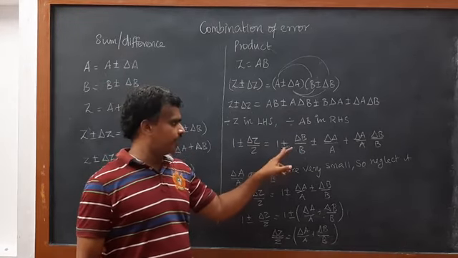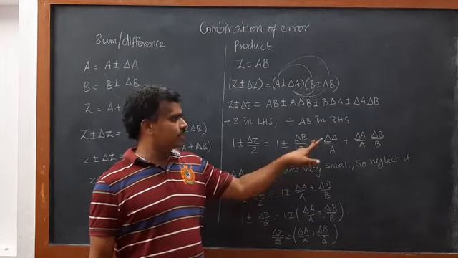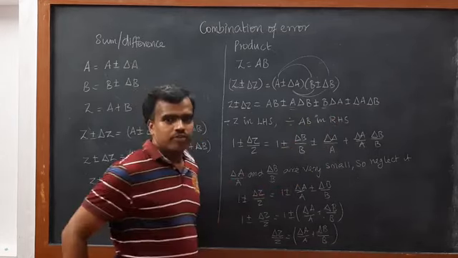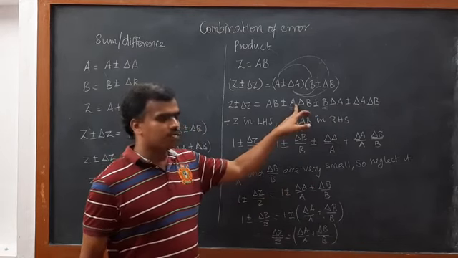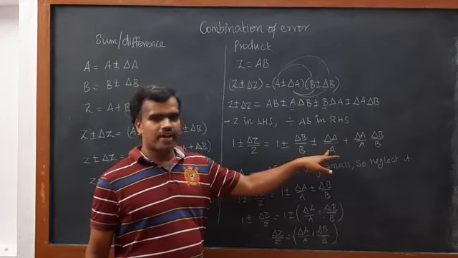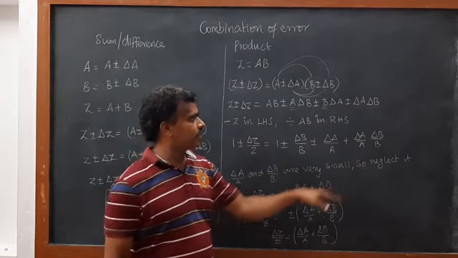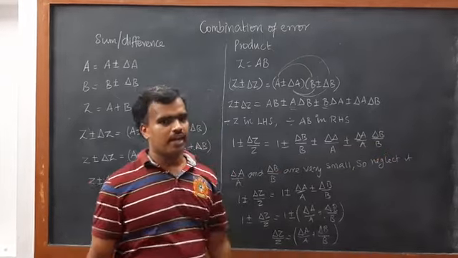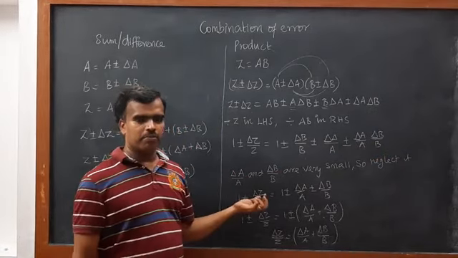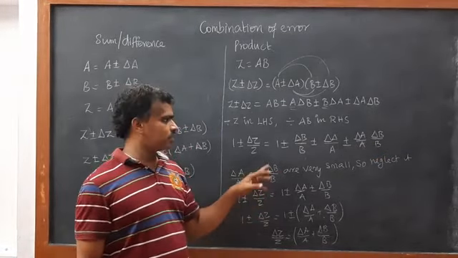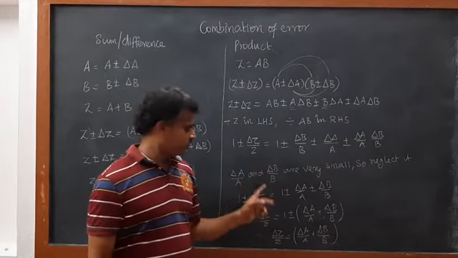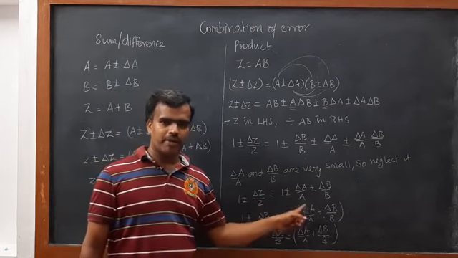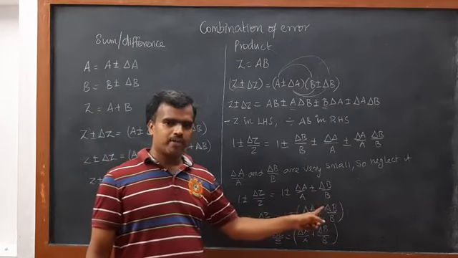so this one becomes 1, and plus or minus delta B by B plus or minus delta A by A, because here we have A, here we have B. So if you divide with AB, this term will be cancelled, only we will have B, and here we will have A, and plus or minus delta A by A, delta B by B, and delta A by A times delta B by B is very small. We can neglect it, we compare only these two terms. So 1 plus or minus delta Z by Z is equal to 1 plus or minus delta A by A plus or minus delta B by B.